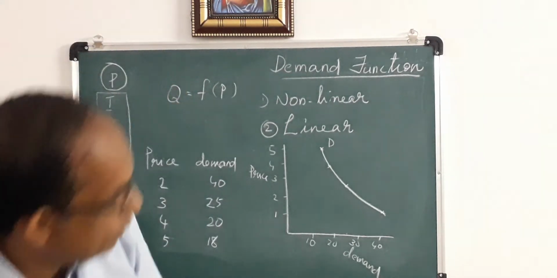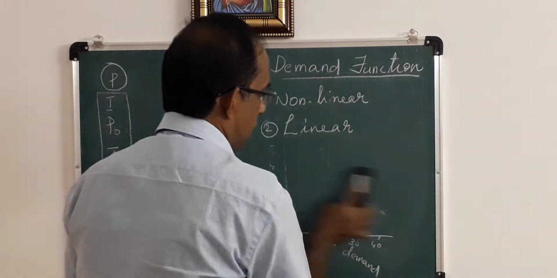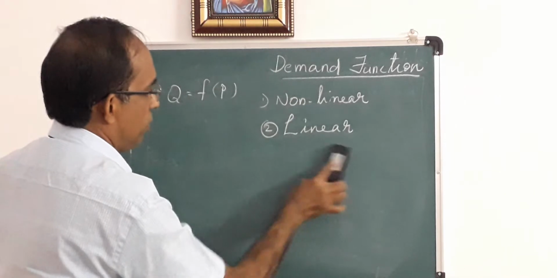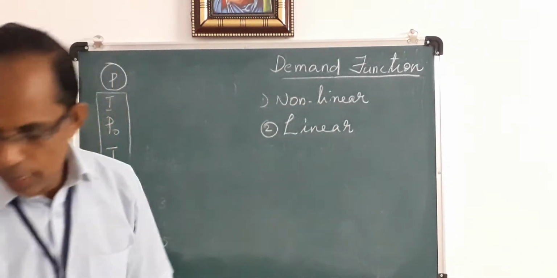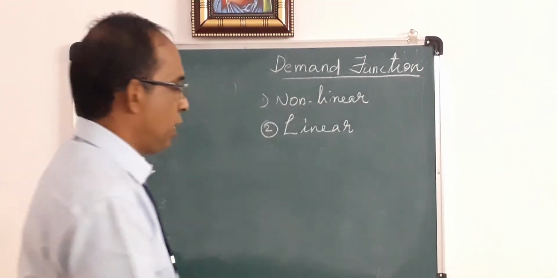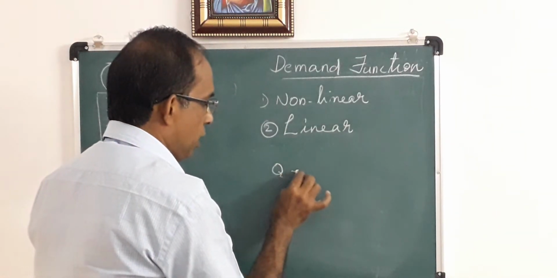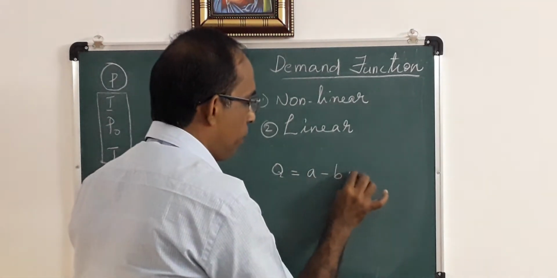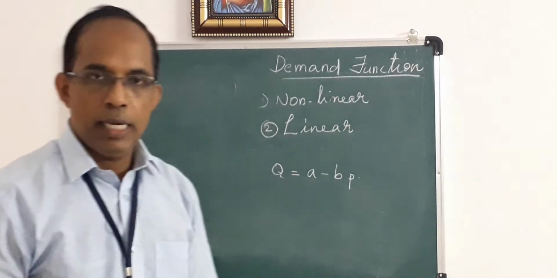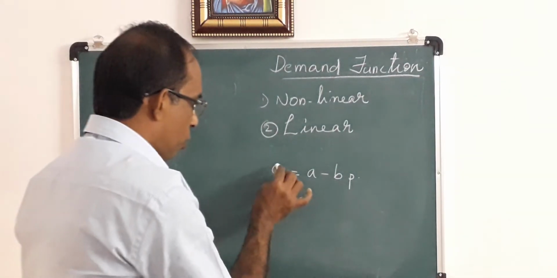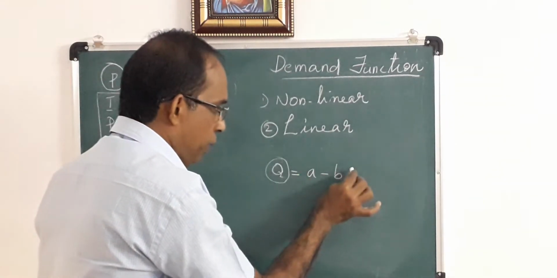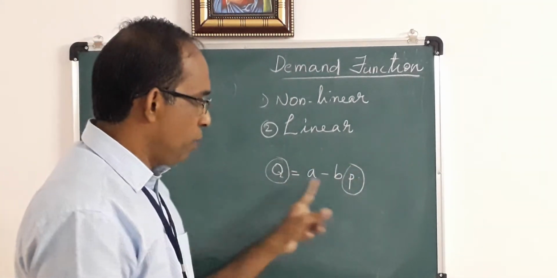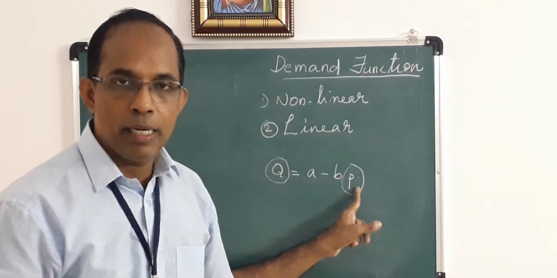And now we study linear demand function. Linear demand function can be written in the form of an equation. Q is equal to A minus BP. Here Q is the demand, P is the price. Clear? Q is the dependent variable and P is independent variable.